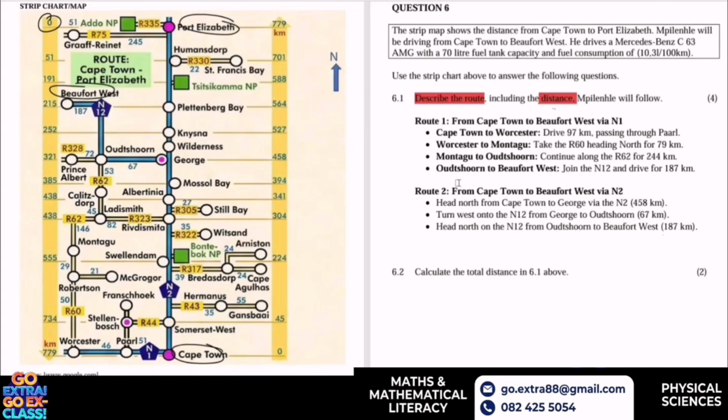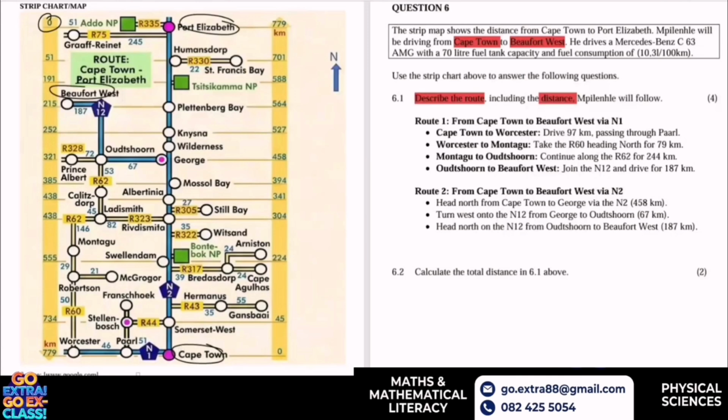In this question, guys, it's very tricky, because when I analyzed this map, I discovered that there are 2 routes that one can use, if you are starting from Cape Town, as they are saying that Mpilenhle will be driving from Cape Town to Bedford West. These are the two towns you will be traveling between. So you need to describe the one that you identify as a student, and make sure that when you describe it, you indicate the distance.